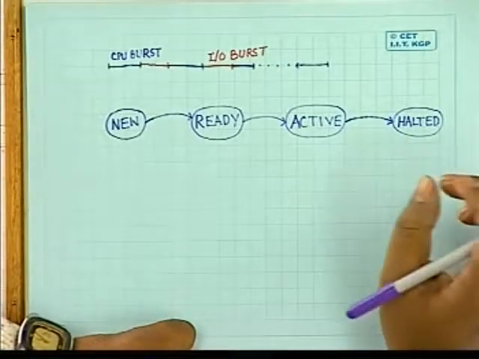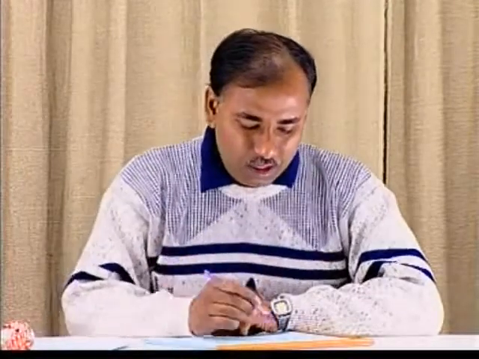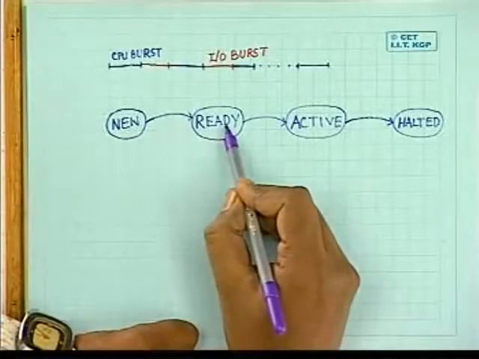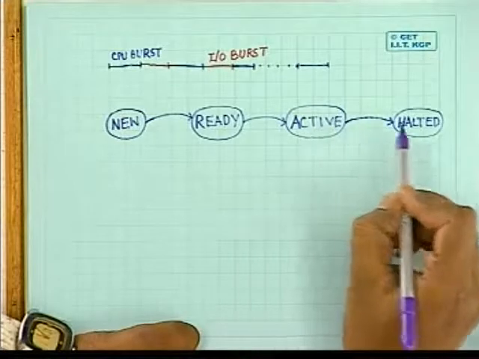So from active state, the job moves to halted state when the job is complete. This may be completed naturally, or maybe if there is some abnormality in the job, in which case the CPU will terminate the job forcibly. Then also the job comes out of the system and it enters into halted state. So from new state, it moves to the ready state. From ready state, it moves to active state. From active state, it moves to halted state.